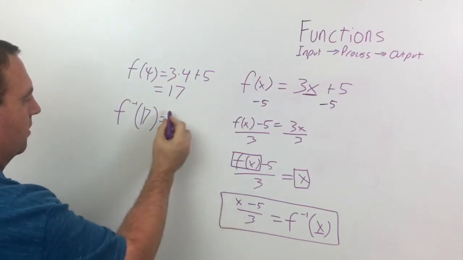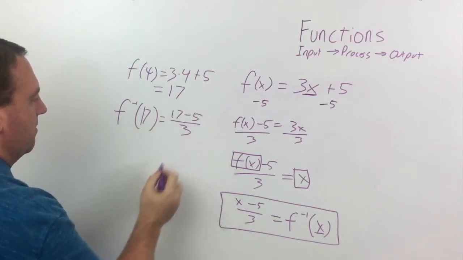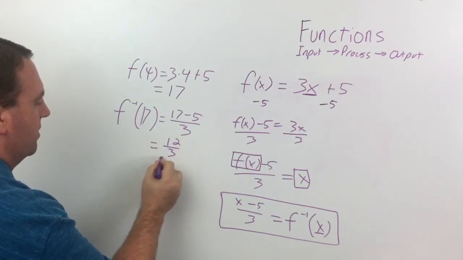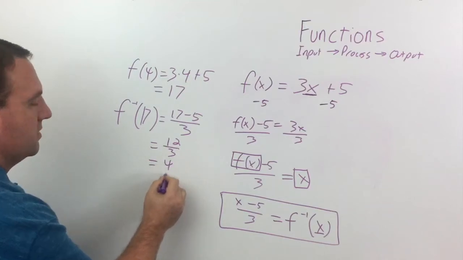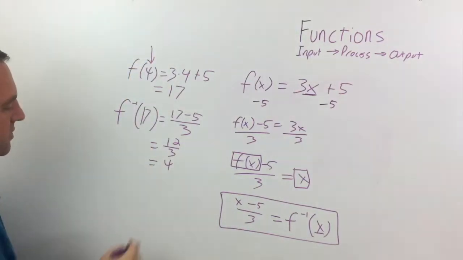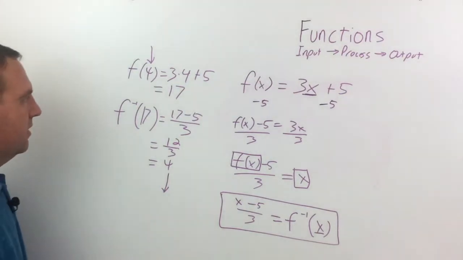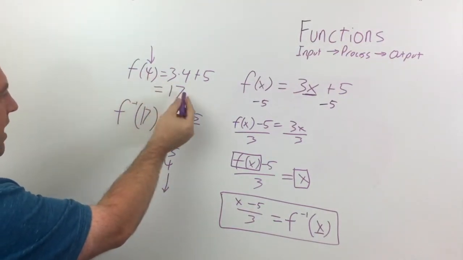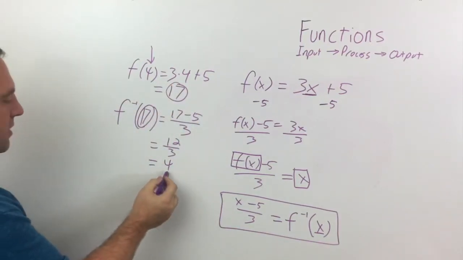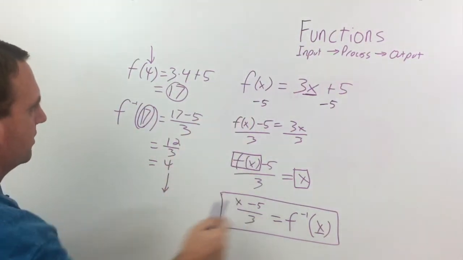Okay, that says we're going to take 17 minus 5 divided by 3. That's 12 divided by 3, and that is 4. So you can see that our input to our first function is now the output of our inverse function. Input gives us an output, and if we take that output and put it into the inverse function, we'll get our original input back.